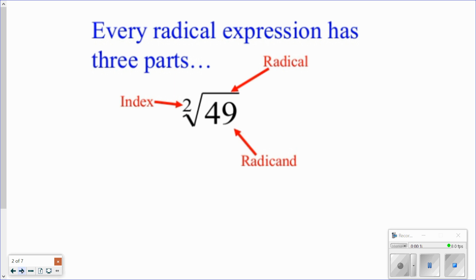What is a radical expression? Well, every radical expression has 3 parts. The first part is the index. The index is just telling you what root you are in. And today we are going to focus on the square roots. The radical is just that symbol. And finally, the radicand. The radicand is the number underneath the radical.